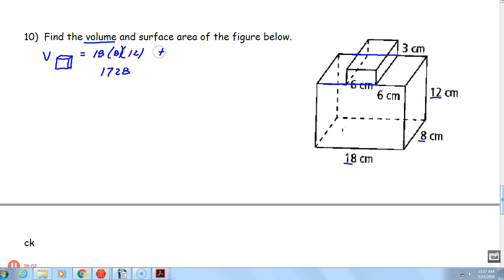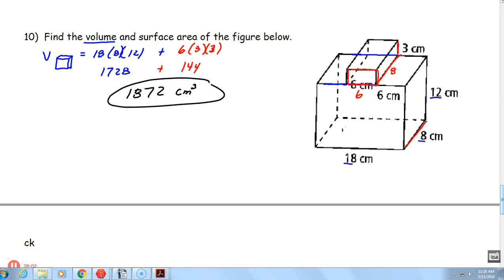And then I'm going to add on this little red box up here, which is 6 by, I got to look down here to get the width, it's 8 by a height of 3. So 6 times 8 times 3, and that comes out to be 144. And for a grand total of 1872 cubic centimeters.